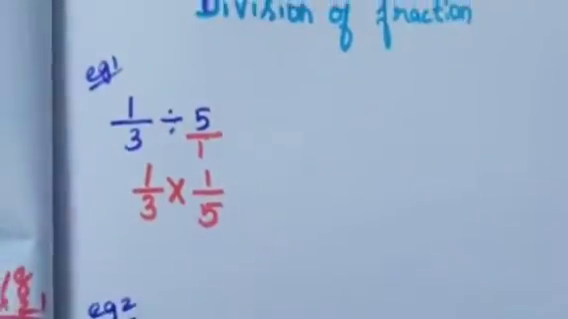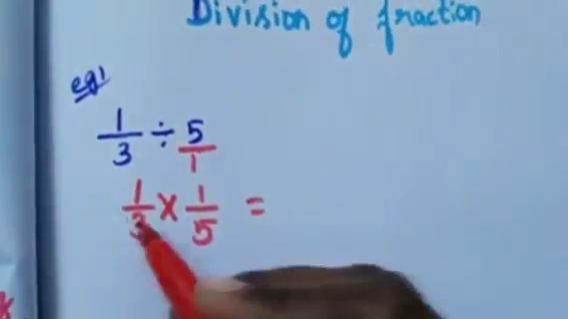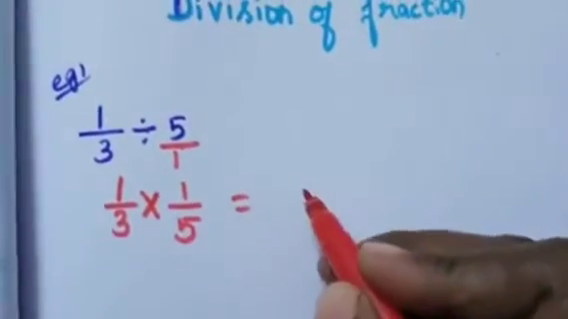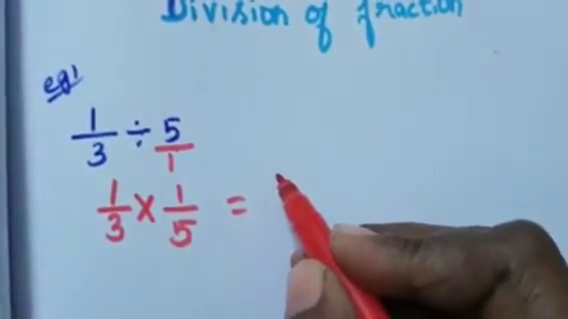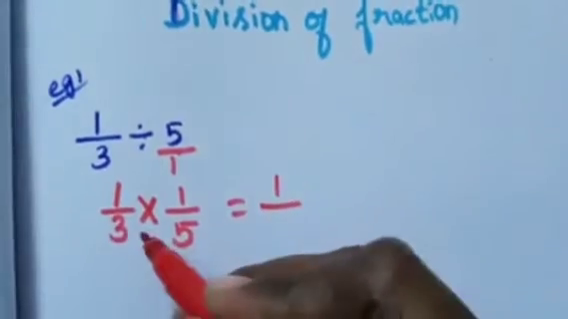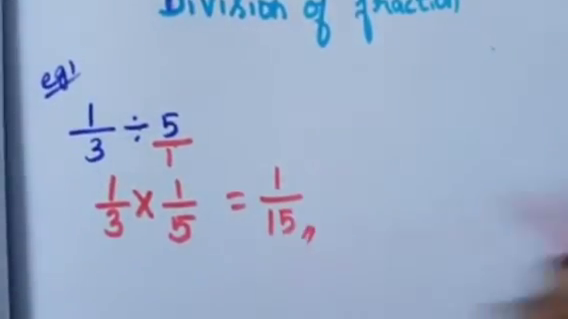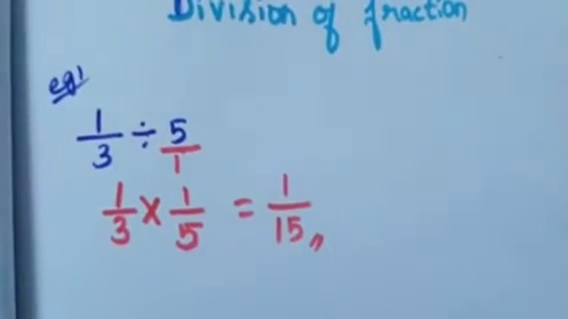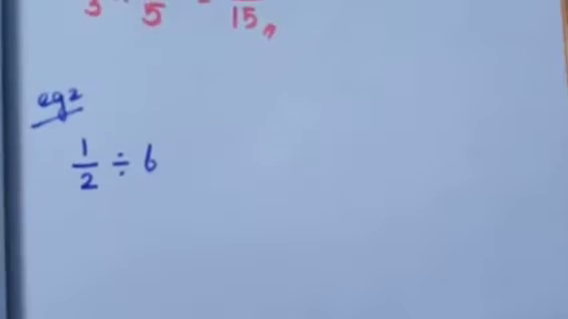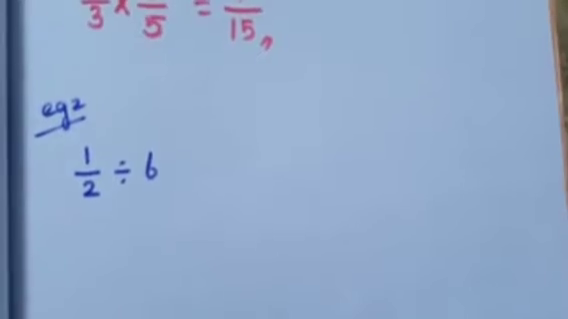Then we do the calculation. See, there are no common factors, so we just multiply the numerator with the numerator and the denominator with the denominator. 3 5s are 15. So this is the answer for this fraction. Let us see another example.